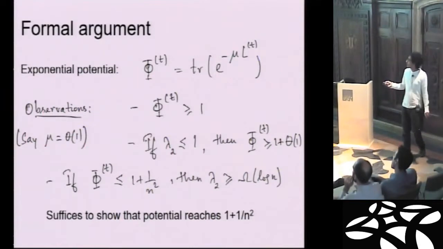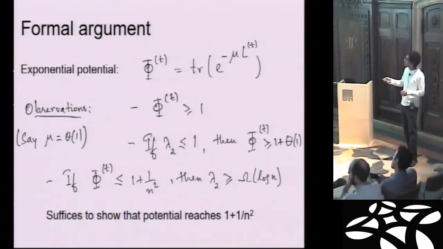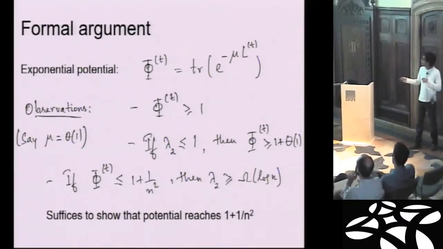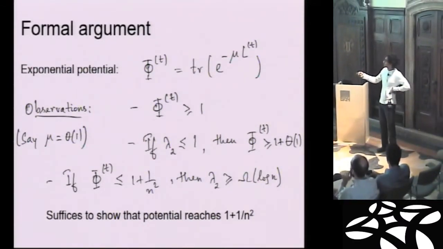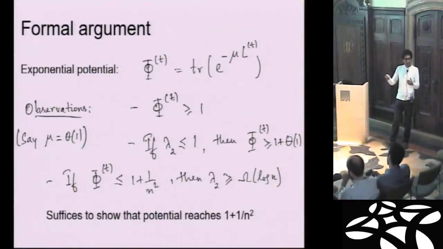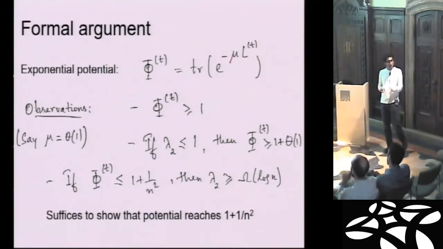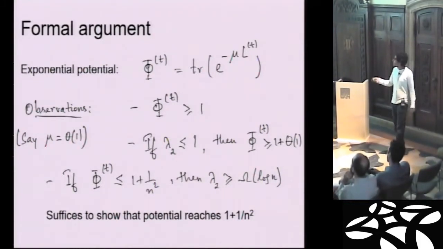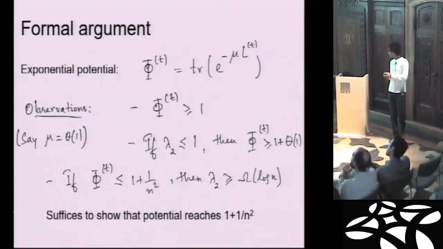In the opposite direction, if phi is smaller than 1 plus 1 over n squared, then you know that the graph is an expander, so there's exactly one eigenvalue that's close to 0. And this is what we will show: if the graph has not yet become an expander, then this potential keeps dropping, and eventually it will drop to something like 1 plus 1 over n squared, which means you get an expander. This is the general outline of the proof.